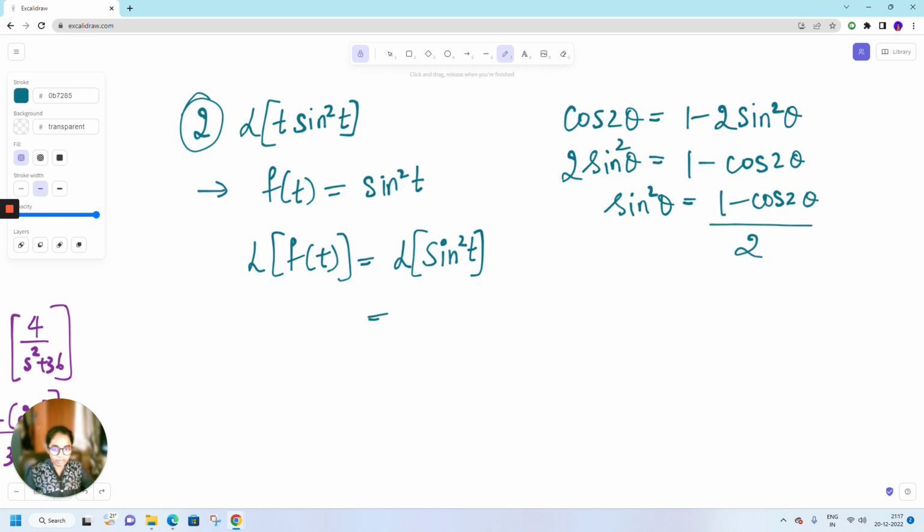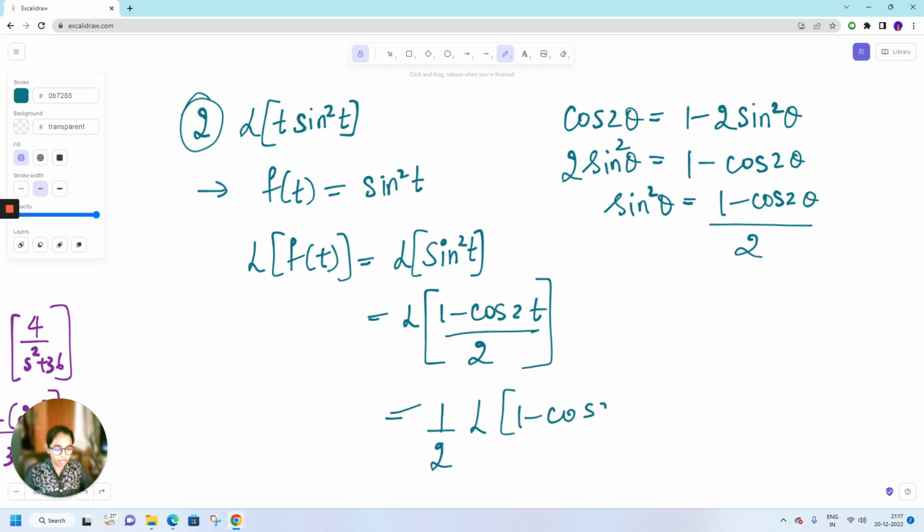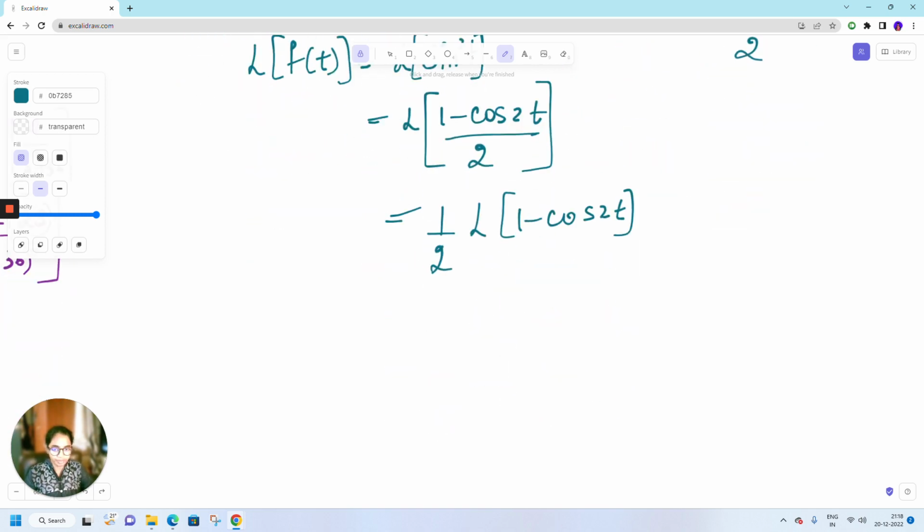Now let me substitute that sine square t value, that is 1 minus cos 2t divided by 2. Can I take this half out? It is a constant, right? So I can write it as half Laplace of 1 minus cos 2t. Now I can apply Laplace to each term. So I would get half as it is, Laplace of 1 minus Laplace of cos 2t.